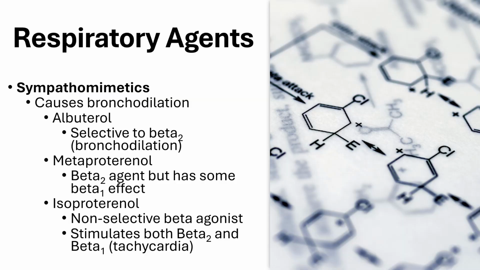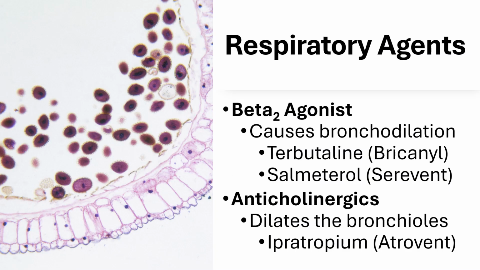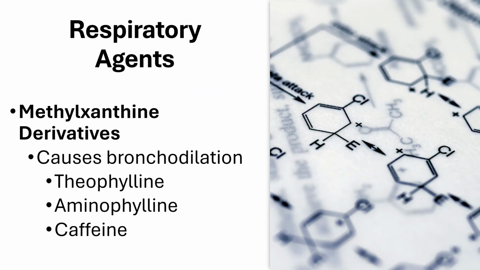Respiratory agents, you have your sympathomimetics, which cause bronchodilation. You have the three, albuterol, metaproterenol, and isoproterenol. For your beta-2 agonists, which cause bronchodilation, your terbutaline and salmeterol. For the dilation of the bronchioles, ipratropium, which is an anticholinergic medication. Methylxanthine derivatives, which cause bronchodilation: caffeine, theophylline.